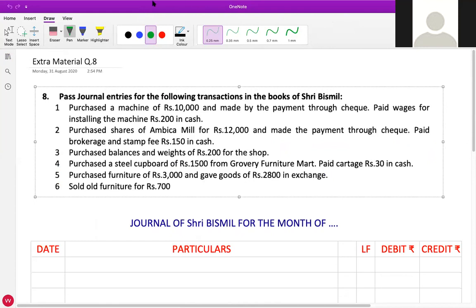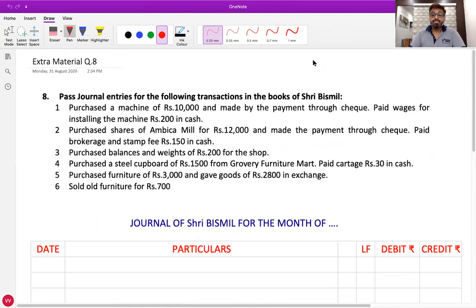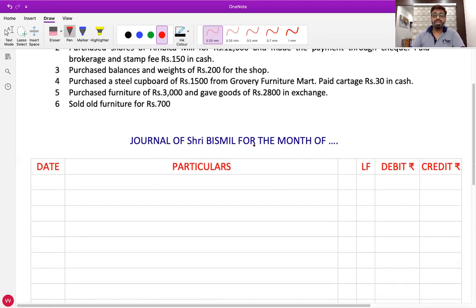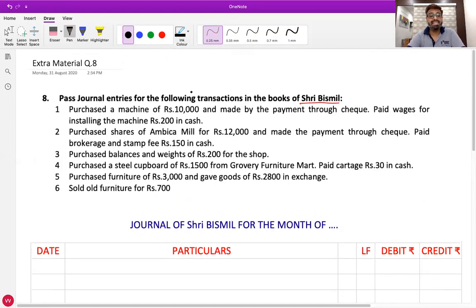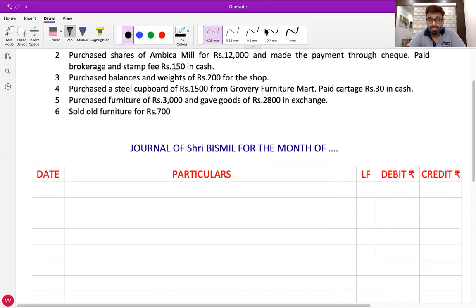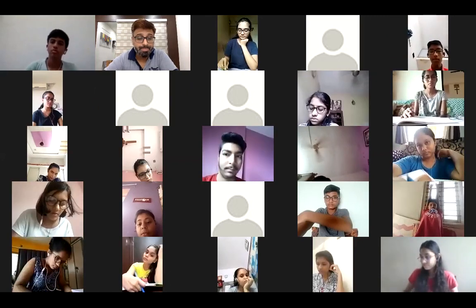Now understand this. Pass journal entries for the following transactions in the books of Shri Bismil. Is the month given? No. So give the heading Journal of Shri Bismil for the month of... Okay? And since month is not given, we will be writing the serial numbers itself in the date column. Make the format fast. Be attentive now.